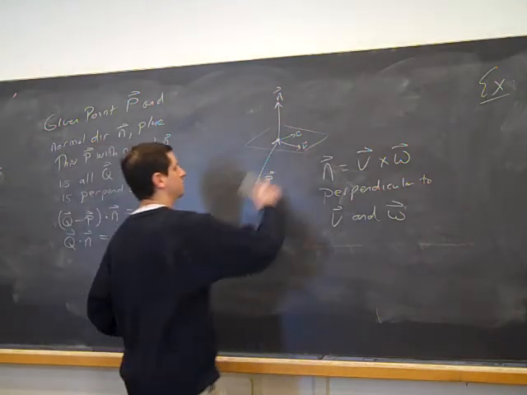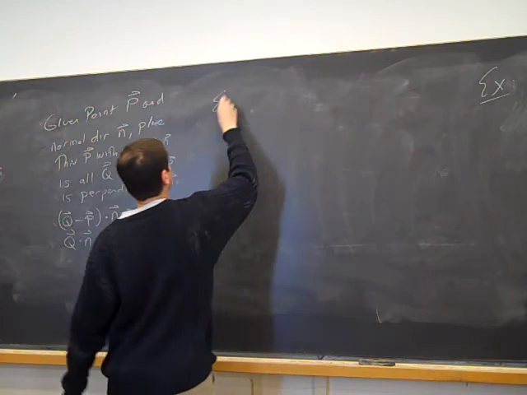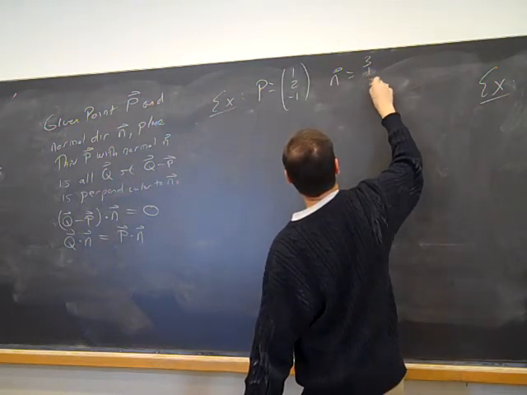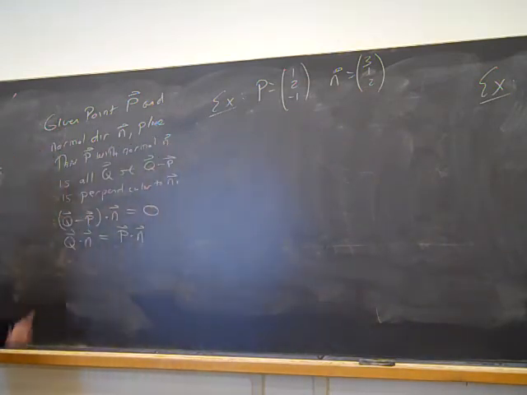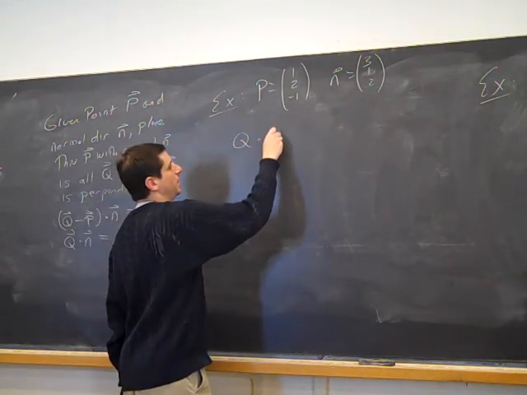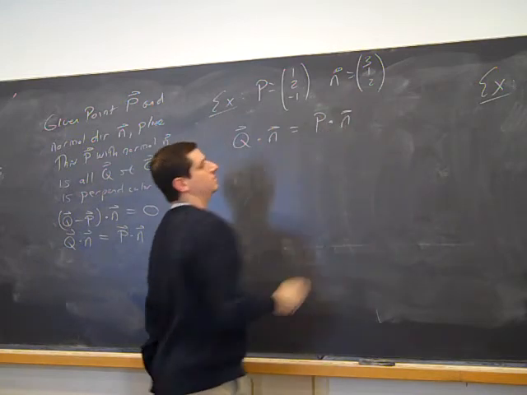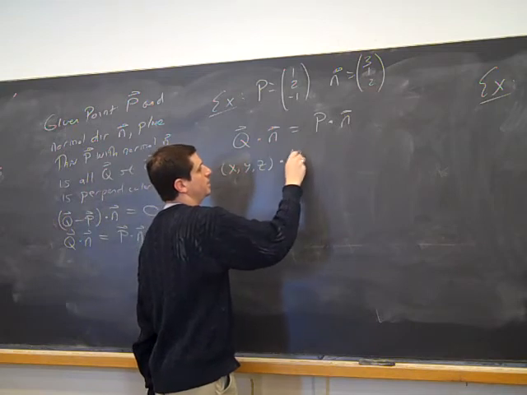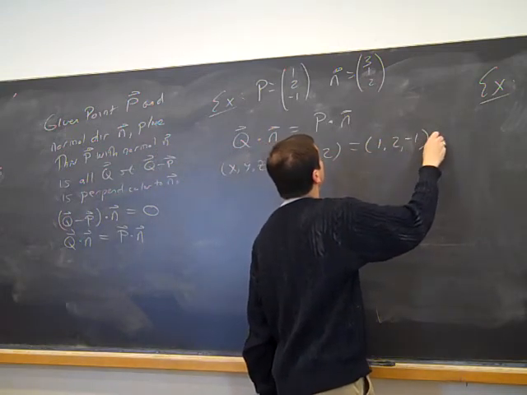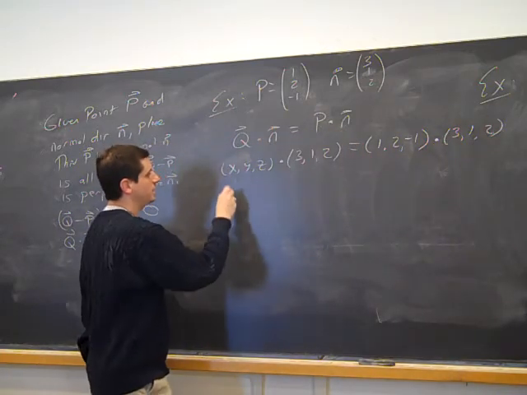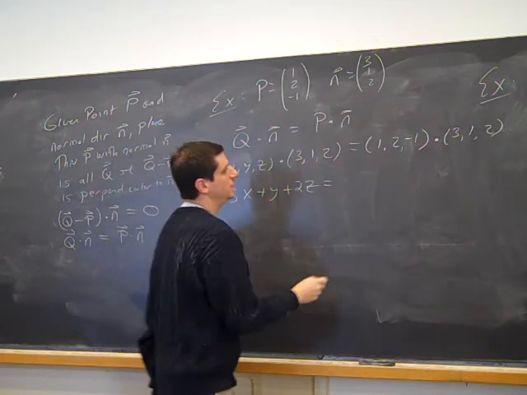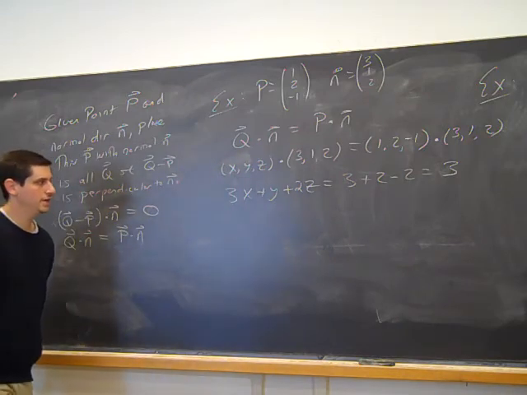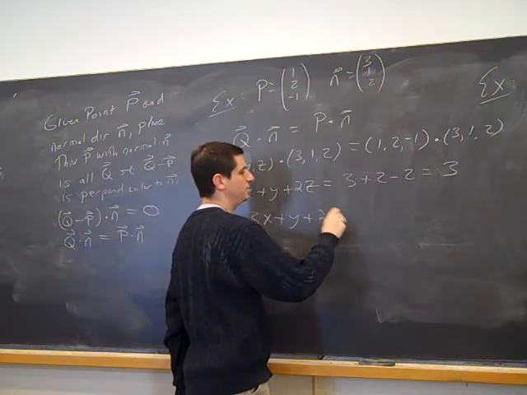Okay? So if I start giving you some inputs, for example, I'm going to tell you p is (1, 2, -1) and n is (3, 1, 2). I can calculate the equation of the plane. I would just do q dotted with n is p dotted with n. So (x, y, z) dotted with (3, 1, 2) is (1, 2, -1) dotted with (3, 1, 2). Right, so I get 3x plus y plus 2z equals 3 plus 2 minus 2, which is 3. And so the equation of the plane would be 3x plus y plus 2z equals 3.